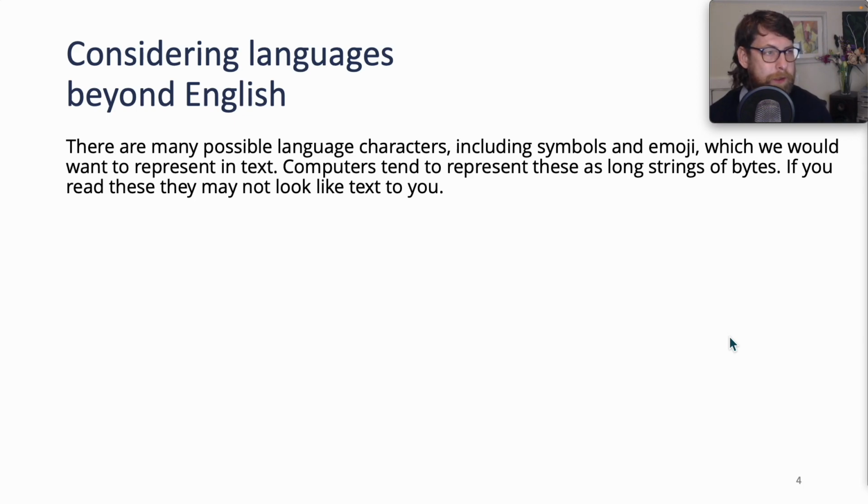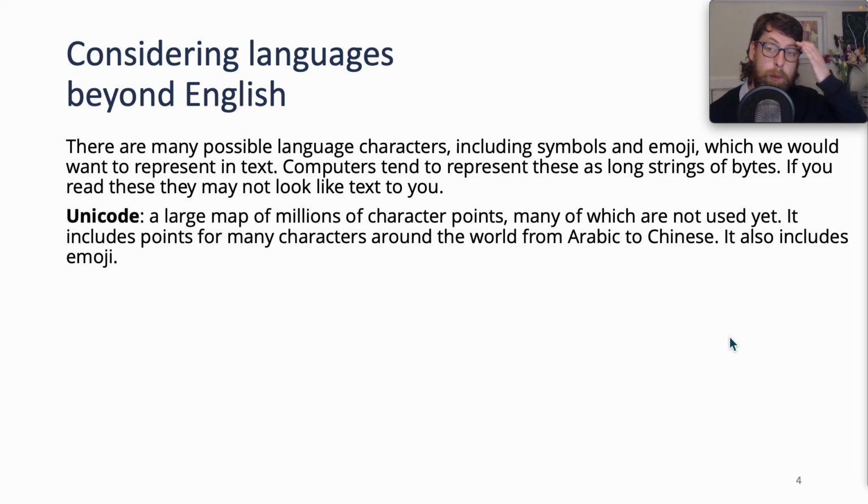Now, of course, as I mentioned, there are many possible language characters beyond English, which we'll want to represent as bytes. When we do that within Unicode, we might have a large map of millions of character points, many of which are not even used yet. It includes points for many characters around the world, from Arabic to Chinese. And it also includes emoji.